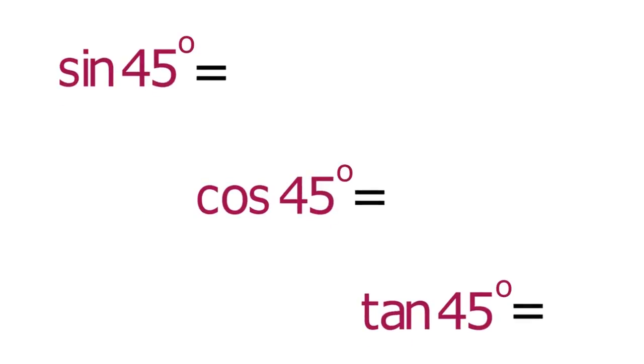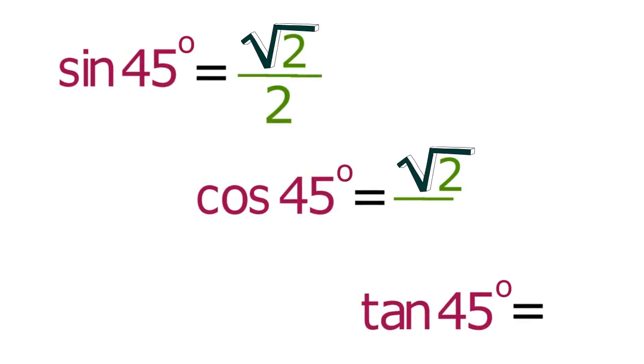These values for sine, cosine, and tangent of 45 degrees are used frequently in trigonometry, so it's important to know them. To begin memorizing them, note that the sine and cosine values are both radical 2 over 2.